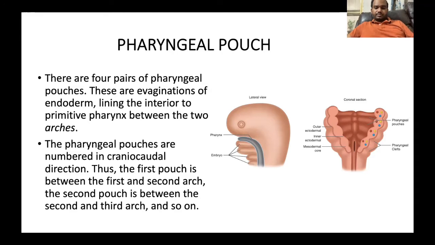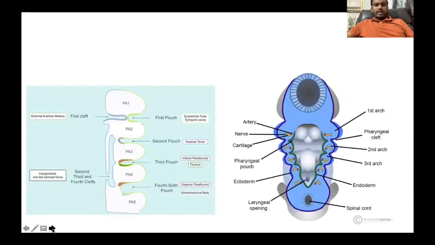So likewise, you can see here, this is the first pouch, this is the second pouch, this is the third pouch, and this is the fourth pouch. All these are the pouches seen on the inner side of the primitive pharynx and lined by the endoderm. And this outer one, represented in blue color, is the ectodermal lining, and between the arches you see again a depression, which is called the pharyngeal cleft, that I'll talk about later.